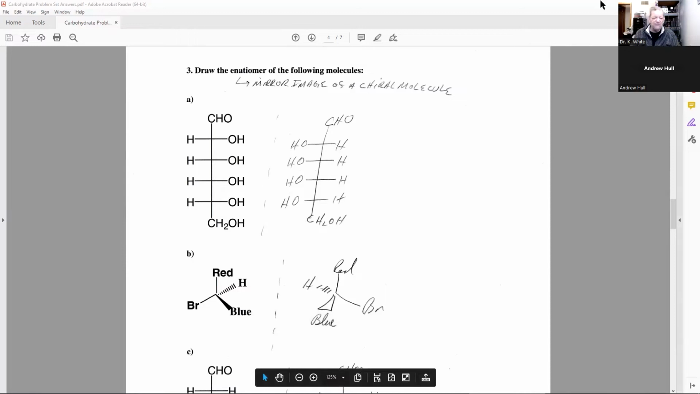Sorry about that. And here it says, draw the enantiomer of the following molecule. What that really means is draw its mirror image. I like putting in my mirror. You don't have to dot a line. What's closest to the mirror, you'll see first. What's farthest away, you'll see farthest away in the reflection.